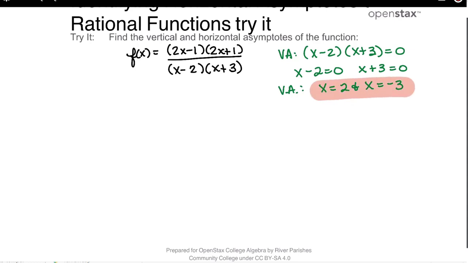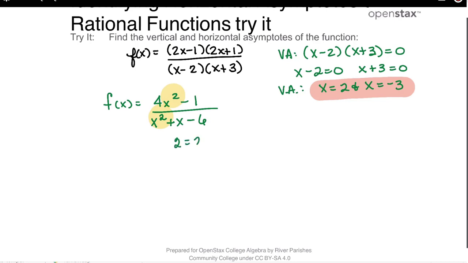Alright, so now let's check out the horizontal asymptotes. Well, this is easier if we expand the numerator and the denominator. So go ahead and do the multiplication. So 2x minus 1 times 2x plus 1 ends up being 4x squared minus 1. The denominator, x minus 2 times x plus 3, you would FOIL these. That would end up being x squared plus x minus 6. So we do this so that we can figure out the degree. So the degree of the numerator is 2. The degree of the denominator is 2.